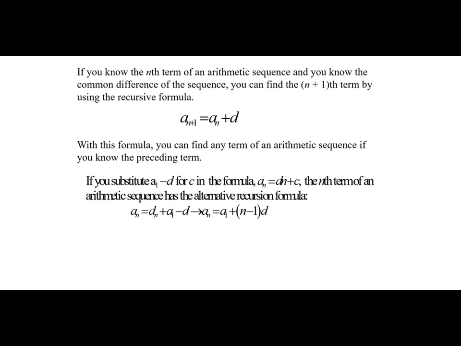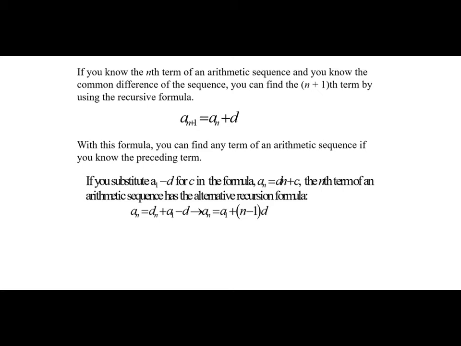If you know the nth term of an arithmetic sequence and you know the common difference of the sequence, you can find the n plus 1 term by using the recursive formula: a sub n plus 1 is equal to a sub n plus d. With this formula, you can find any term of an arithmetic sequence if you know the preceding term.